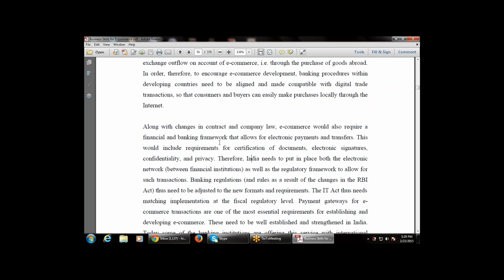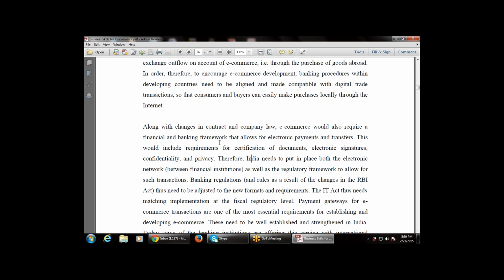Banking regulations and rules, as a result of changes in the RBI Act, therefore need to be adjusted to the new formats and requirements. The IT Act therefore needs matching implementation at the fiscal regulatory level.